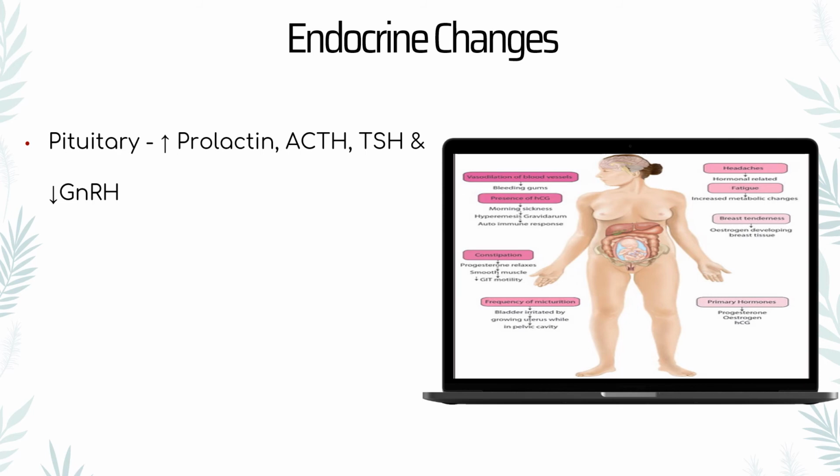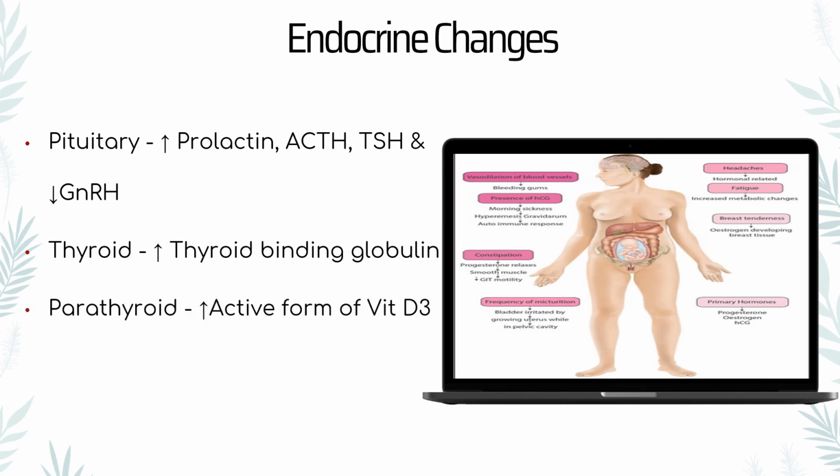Thyroid stimulating hormone, the TSH concentration also increases. And then posterior pituitary: oxytocin secretion is inhibited during pregnancy because of the high levels of estrogen and progesterone, but its level gets increased during the labor.